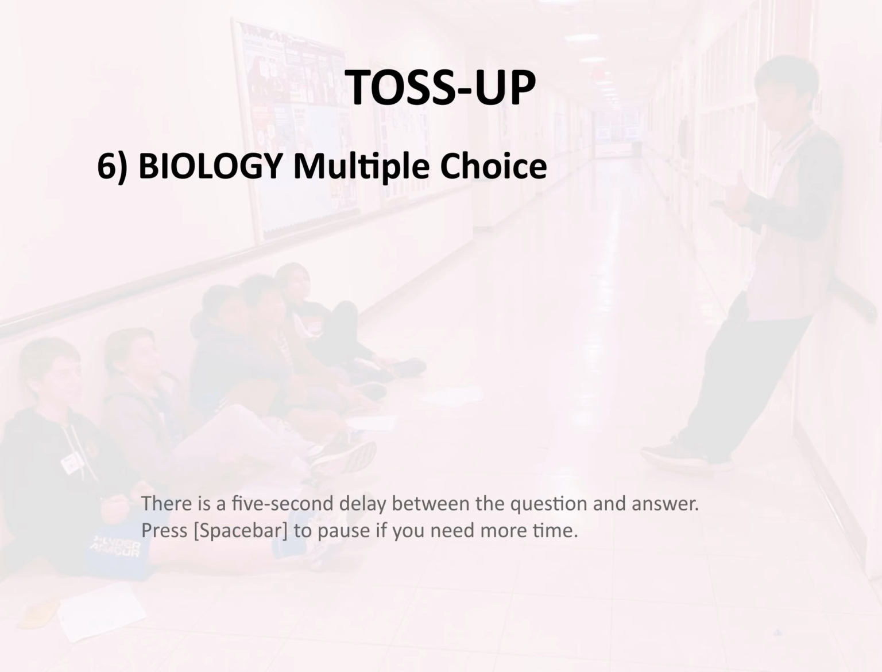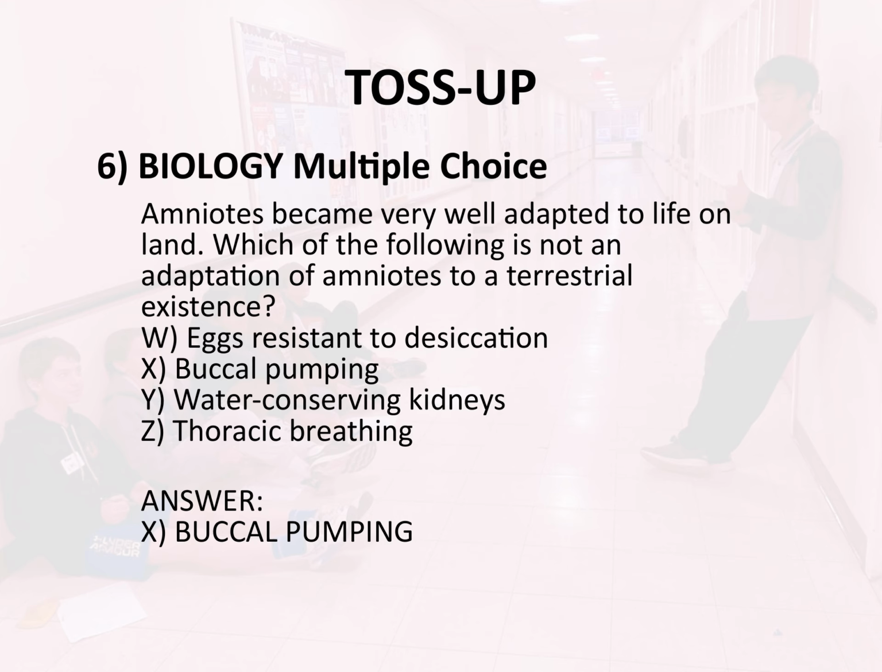Toss-up 6. Biology. Multiple choice. Amniotes became very well adapted to life on land. Which of the following is not an adaptation of amniotes to a terrestrial existence? W. Eggs resistant to desiccation. X. Buccal pumping. Y. Water-conserving kidneys. Z. Thoracic breathing. Answer: X. Buccal pumping.